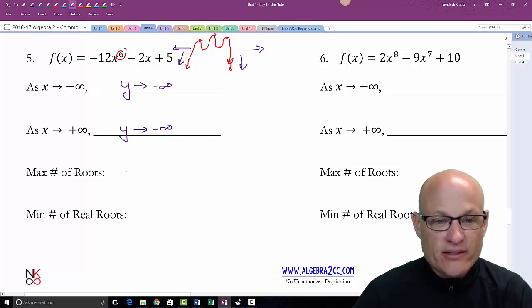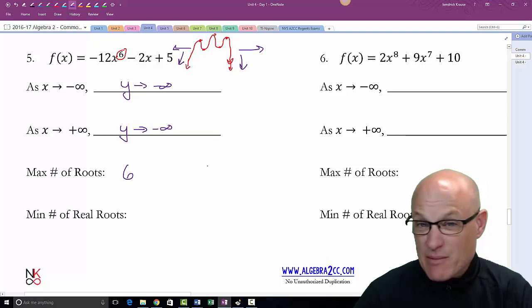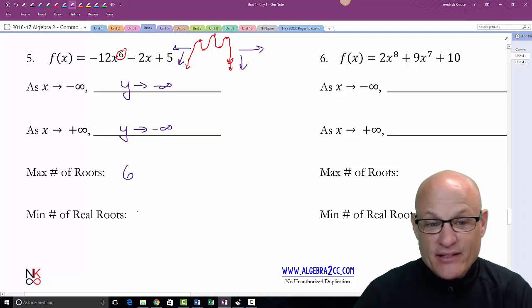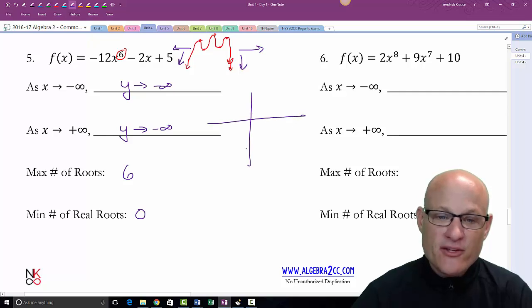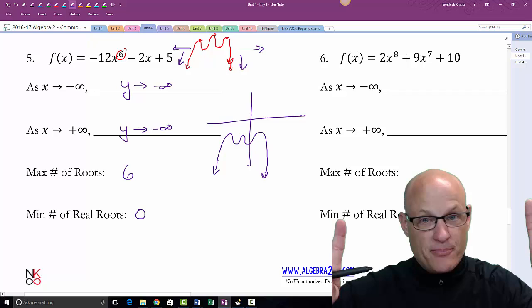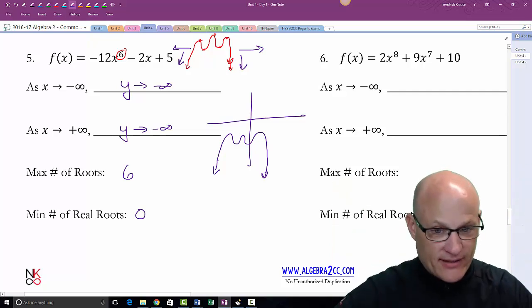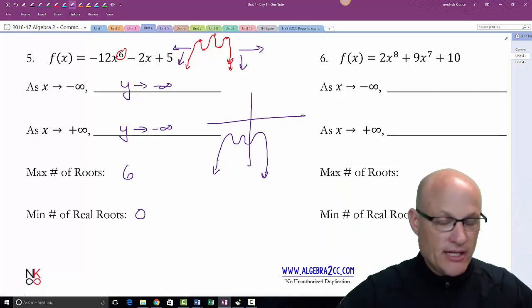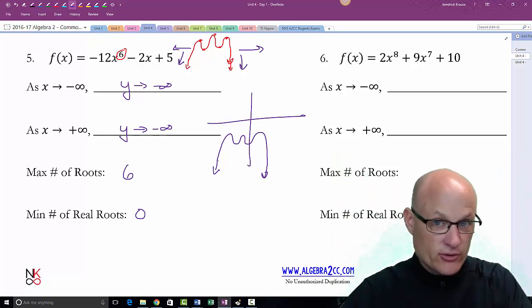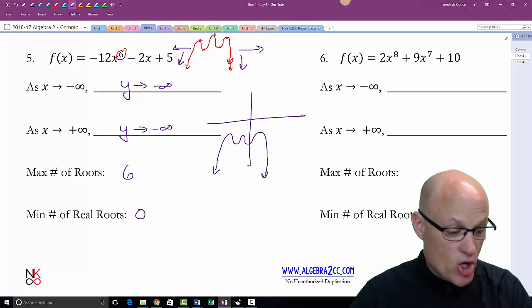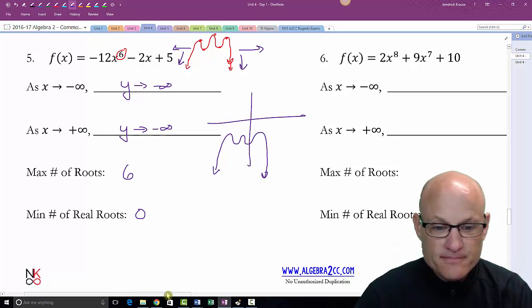Maximum number of roots is 6. The minimum number of roots, believe it or not, is 0. Now, why could it be 0? Well, remember, this could be a 6th-degree polynomial that does this. And because it points either both down or both up, if the whole thing's below the x-axis, it's not going to have any roots. If the whole thing's above the x-axis, raising the roof, it's not going to have any roots. So it could have no roots. Could.